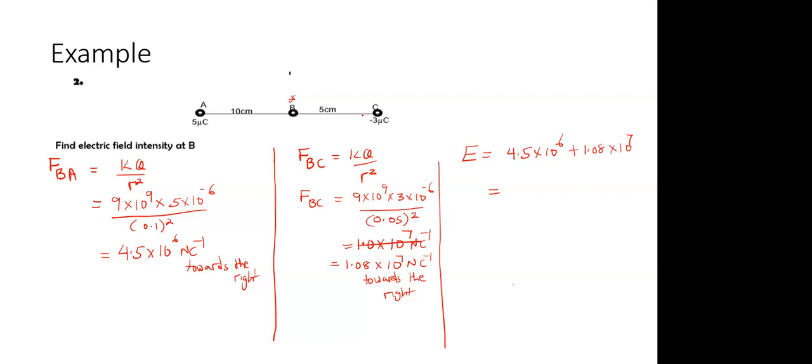Excuse me, teacher. Yes, please. Teacher, could you explain more on the direction bit? On the direction. Okay. Yes. Which direction do you want? Teacher, both. Okay, you stay on. What is the charge on A? Positive. A is positive. What is the charge on B?